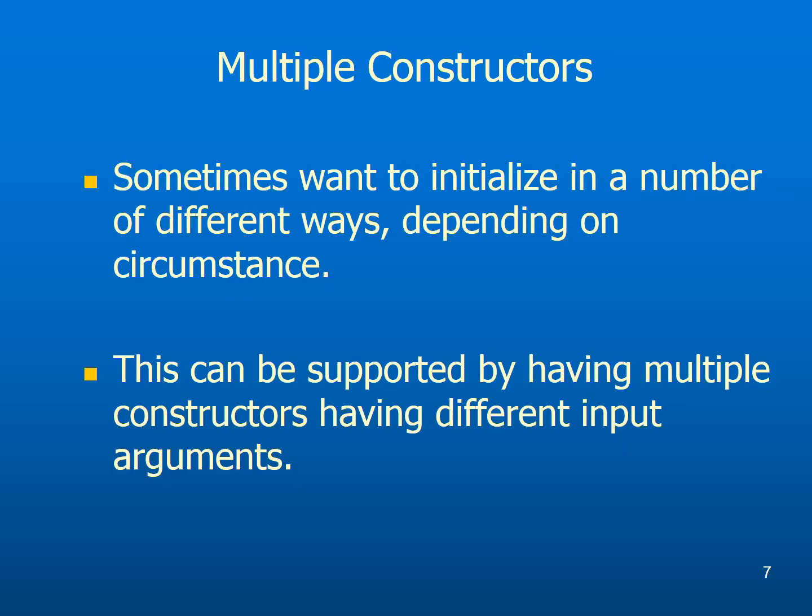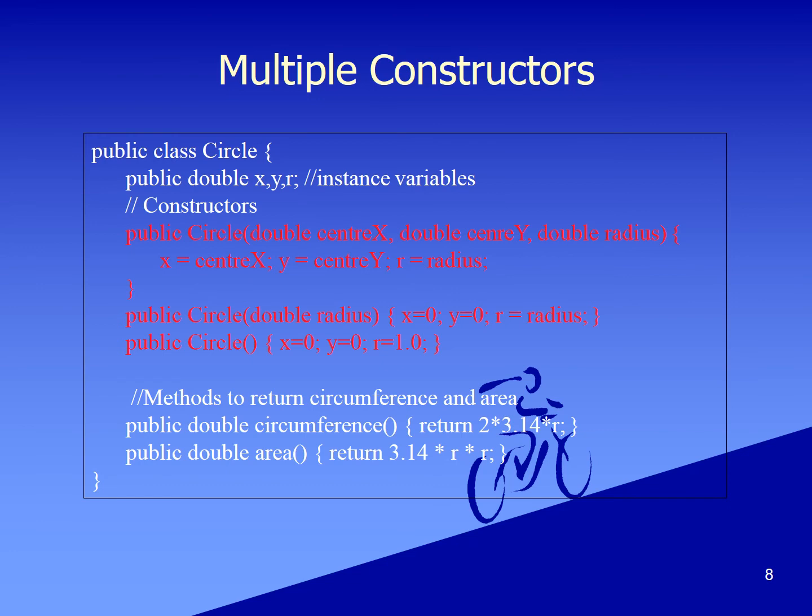Multiple constructors: sometimes we want to initialize in a number of different ways depending on the circumstance. This can be supported by having multiple constructors with different input arguments. Okay, so have a look at multiple constructors. What I explained in the previous slide is the same thing over here. Public class Circle, with public double x, y, r as instance variables. Now the constructor public Circle(double centerX, double centerY, double radius) is one constructor, and the second one is public Circle(double radius).